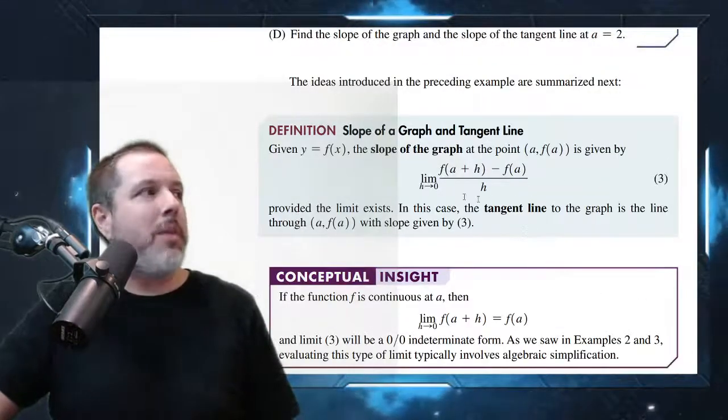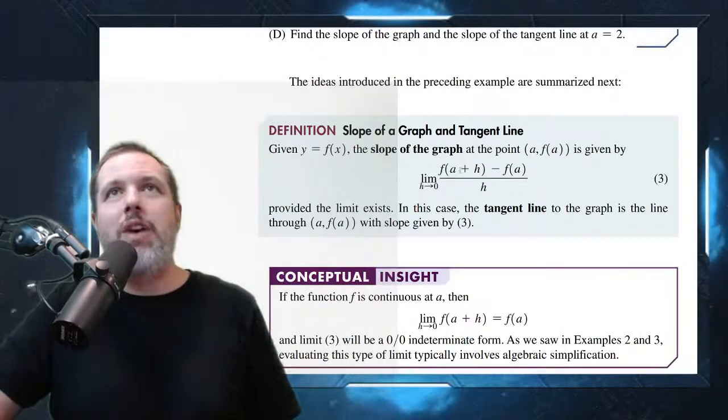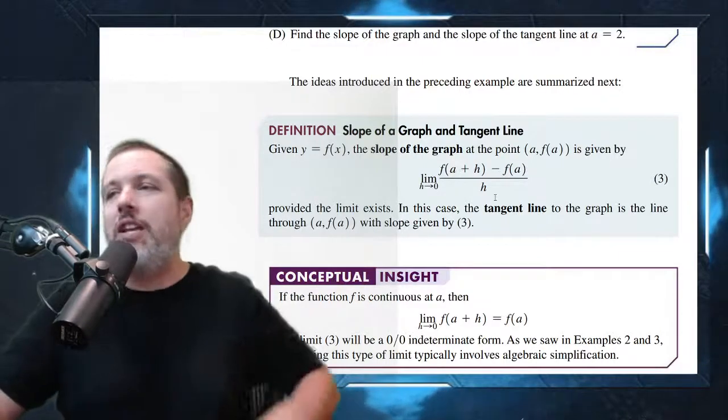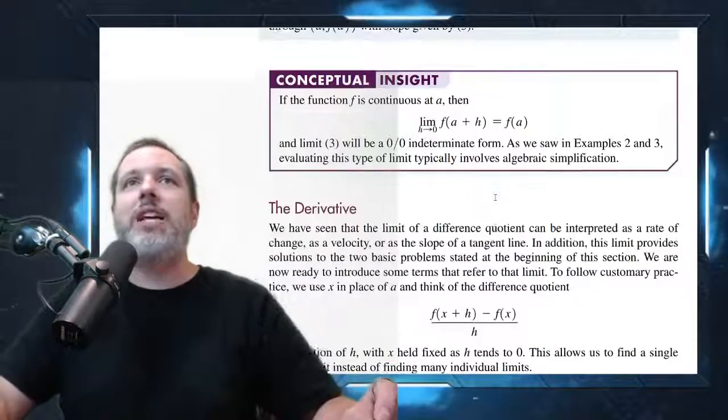You'll see this thing keep popping up. The limit as h goes to 0 of f of a plus h minus f of a over h. They define it like 4 different times and give it different names. And it's kind of like, why don't we just get to the derivative?